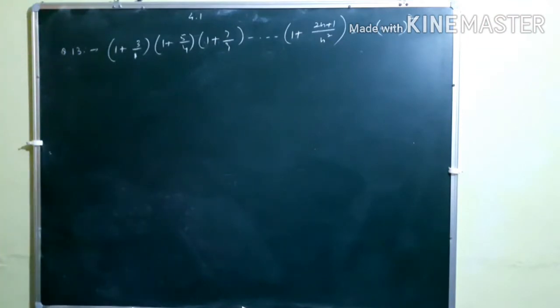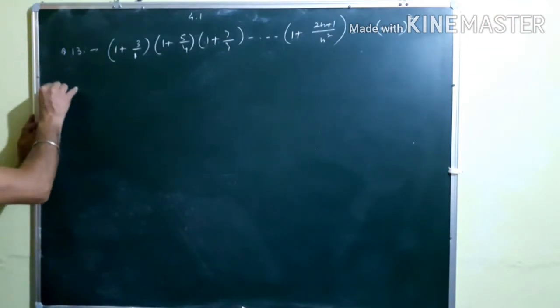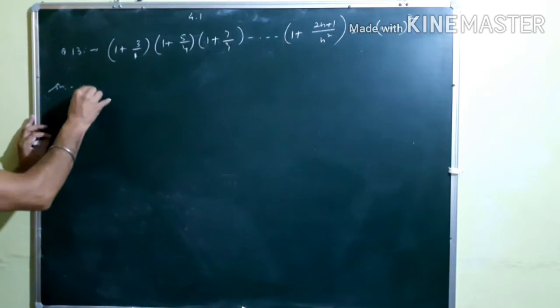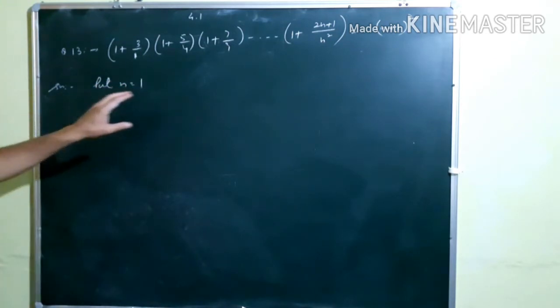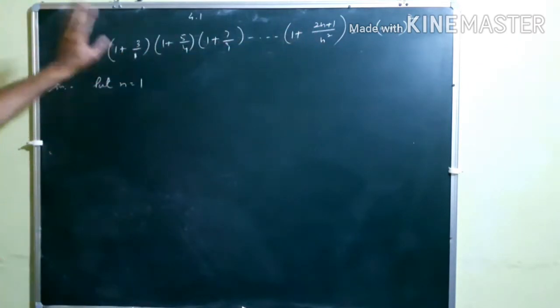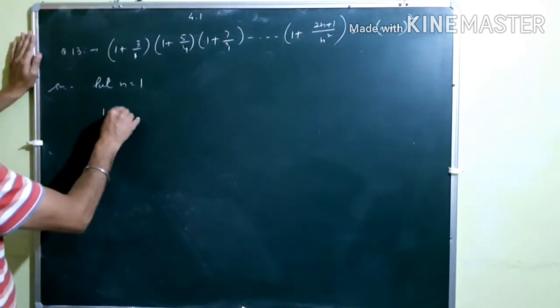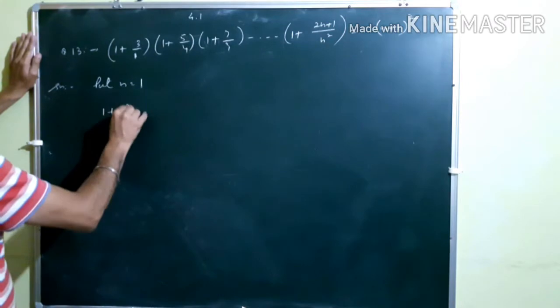So once again we have to prove this result with the help of induction. I am taking step number 1. As you know, put n is equal to 1. You can put n is equal to 1 here, or otherwise you can take the first term. That means it's 1 plus 3 upon 1, that is equal to 3.